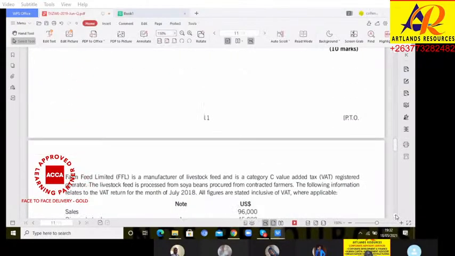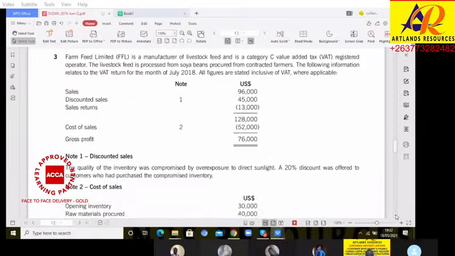Tax is the exam that you can't fail. You can't fail tax. Farm Feed Limited is a manufacturer of livestock feeds and is a category C VAT registered operator.